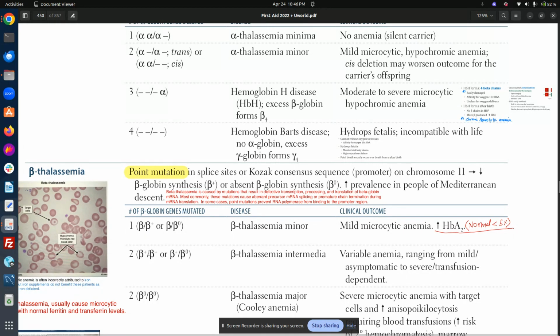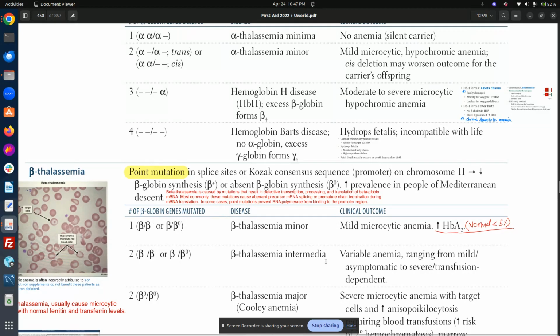When there is decreased beta globin synthesis in both chains, or decreased beta globin synthesis in one chain and absent beta globin synthesis in the other chromosome, it leads to beta thalassemia intermedia. It is a variable anemia ranging from mild asymptomatic to severe transfusion dependent. Usually the trait carriers don't have symptoms, so they don't need any kind of treatment.